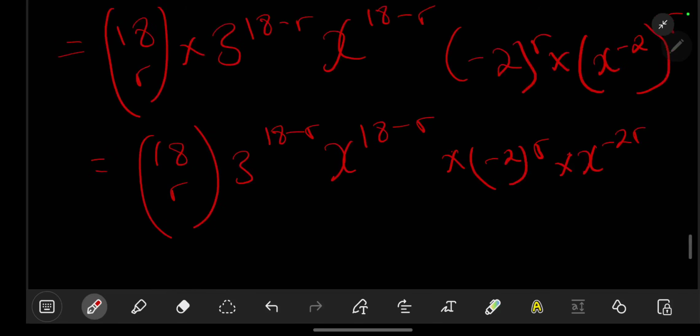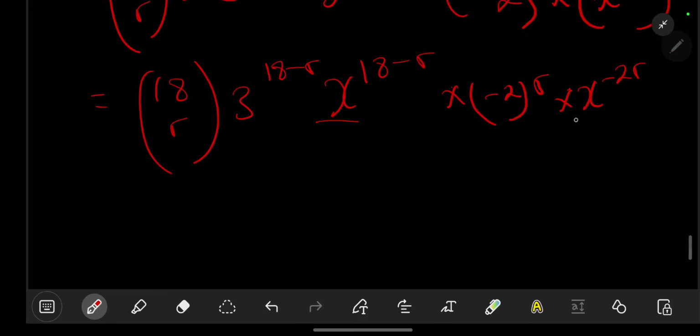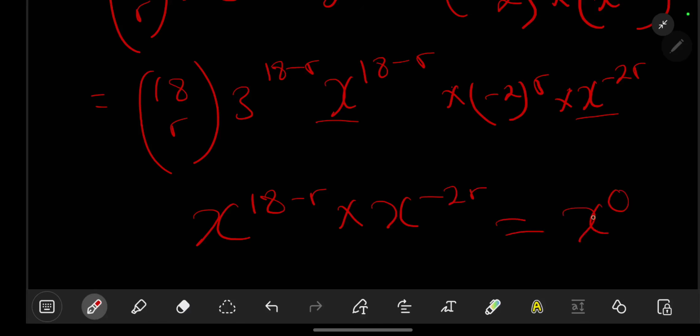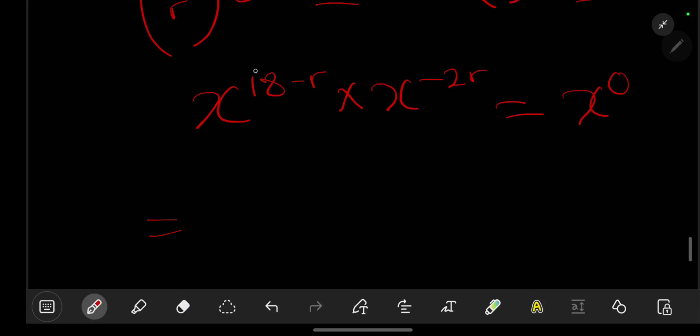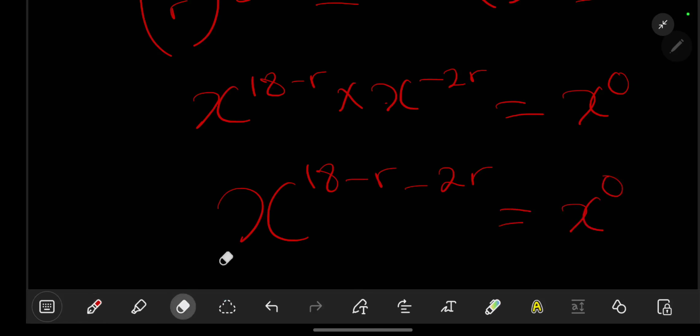So remember the same approach. We are just interested in this. So we are going to say x to the power 18 minus r times x to the power negative 2r should be equal to x to the power of 0. So we take one base, add the power, so it will be 18 minus r, then we have minus 2r, should be equal to x to the power 0, like that.